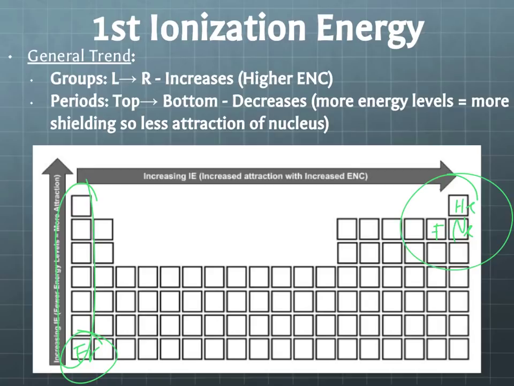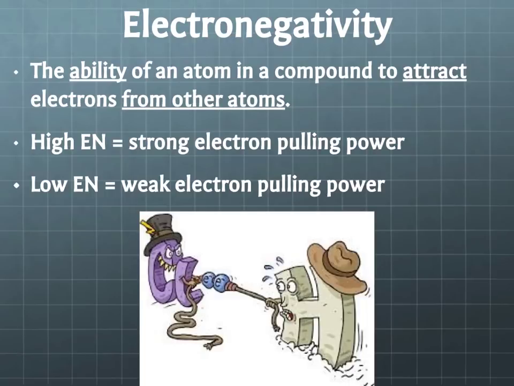Take the electrons. The last trend is electronegativity. So while ionization energy is the energy it takes to make it into a cation, the electronegativity is essentially how likely it is to form an anion. So electronegativity is basically saying how attracted to electrons this substance is.